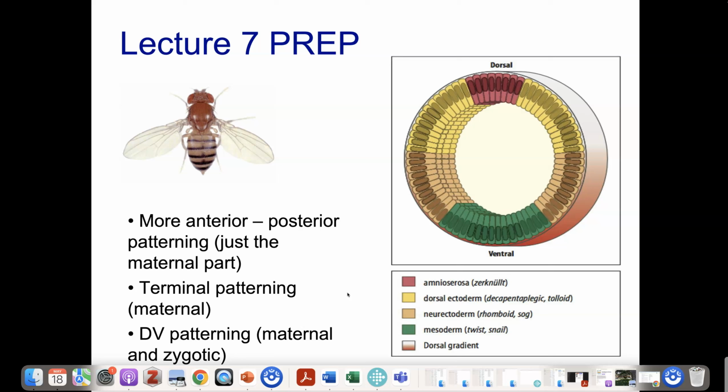I hope this is not showing up because it won't go away. I keep trying to get rid of it.